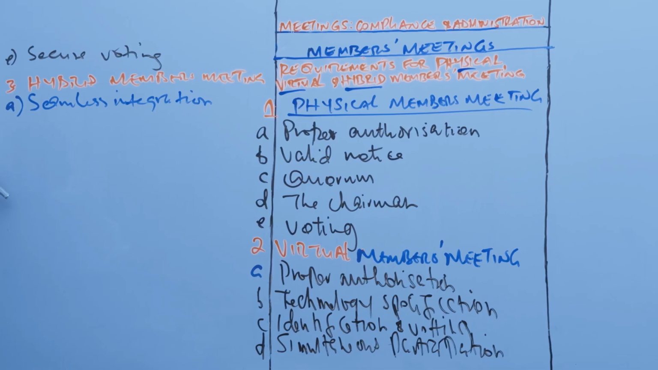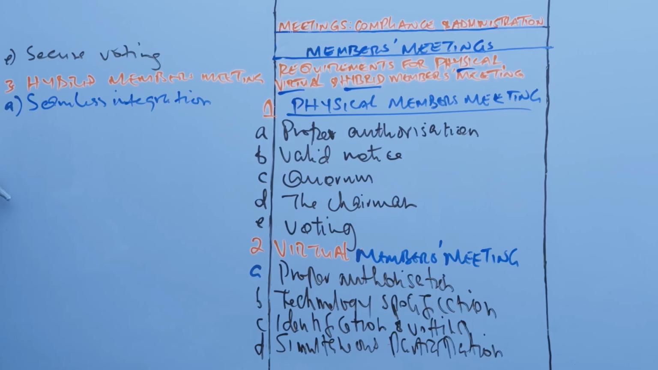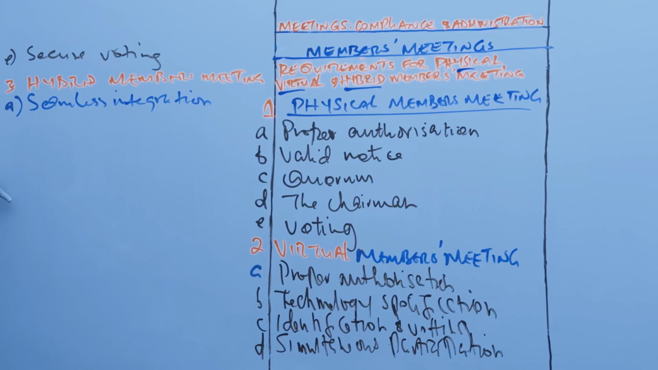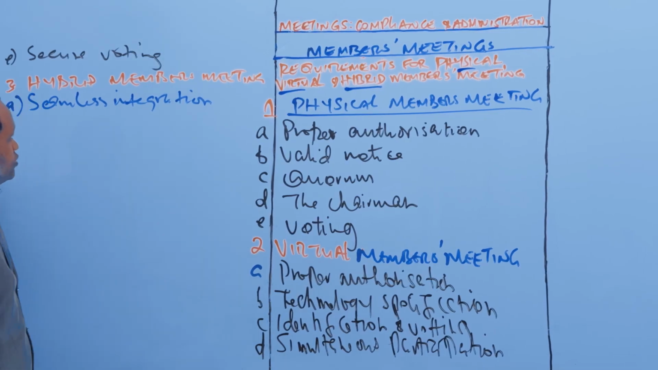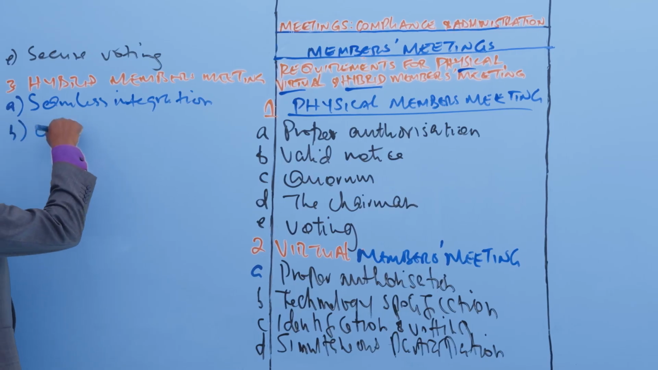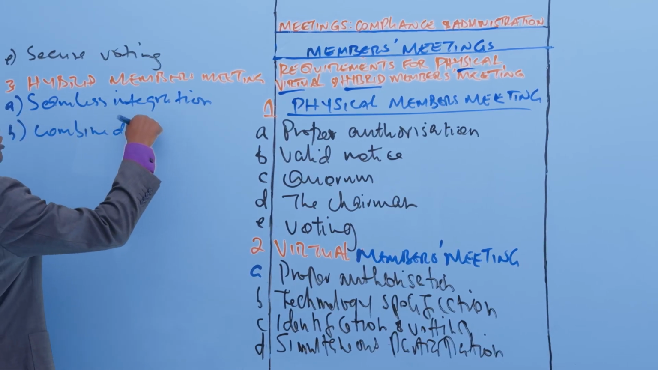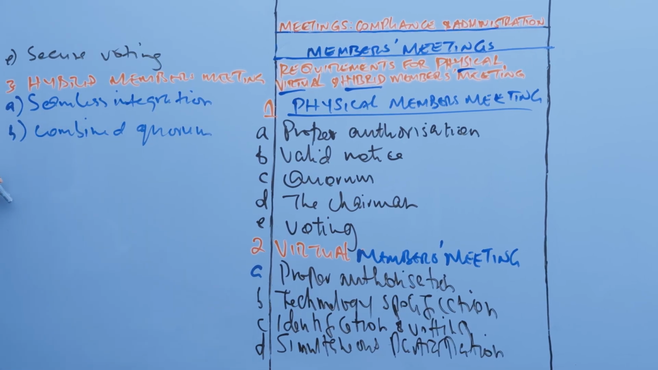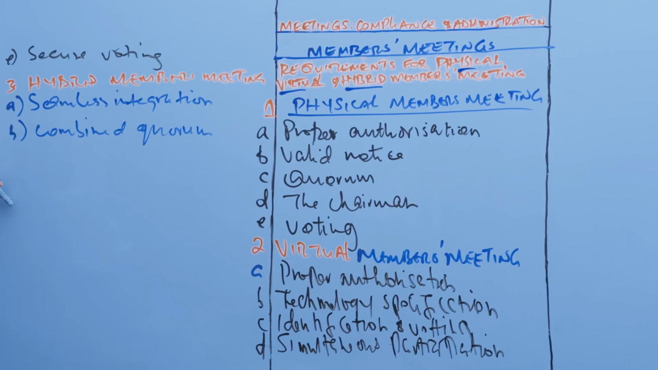That is to mean that the most critical requirement is that the physical and virtual rooms must be able to communicate with each other. A member online must be able to hear a member speaking from a physical floor. That's what we are referring to as seamless integration. 2, combined quorum is the second requirement. Both physical and virtual attendees count towards a quorum, provided the system can verify their presence throughout the session.